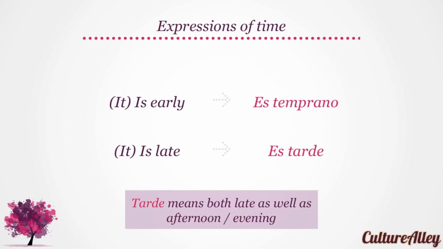Now let's look at it is early. Since we do not translate it in Spanish, it is early becomes es temprano. Let's say that one more time. Es temprano. Can you try it? Es temprano. Good. It is late becomes es tarde, where tarde means both late as well as afternoon or evening. So try the translation for it is late. It becomes es tarde. Great.